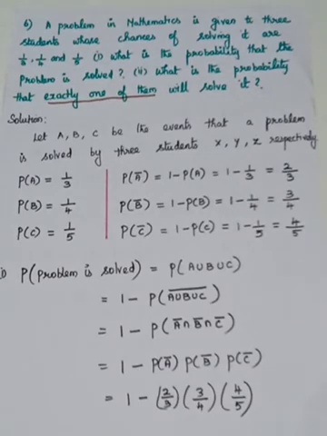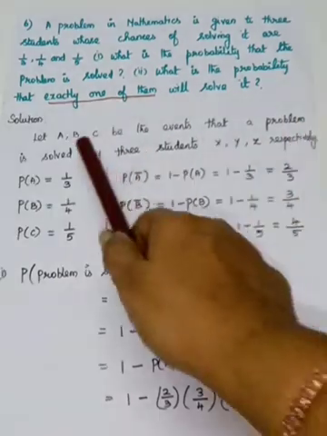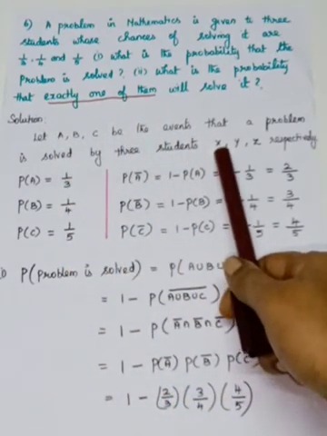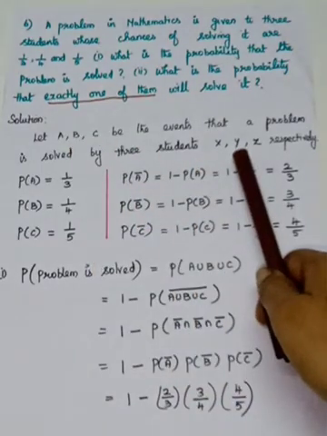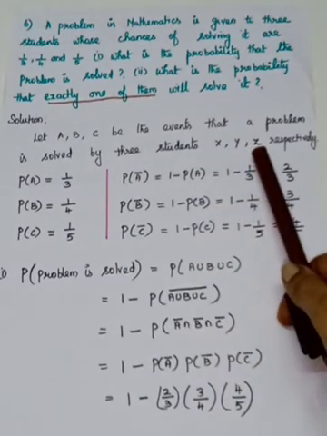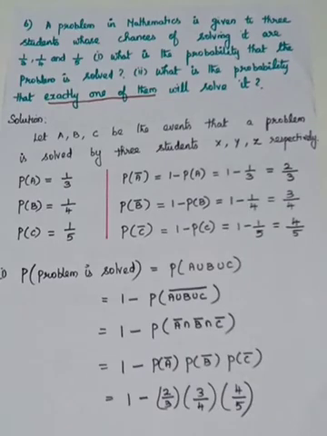Okay, first what we have to do? We have to take, let A, B, C be the events that a problem is solved by 3 students X, Y, Z respectively. So A event means the problem is solved by the student X. B event is the problem is solved by the student Y. And C is the event that the problem is solved by the student Z. Okay, A, B, C are events, X, Y, Z are the persons solving.